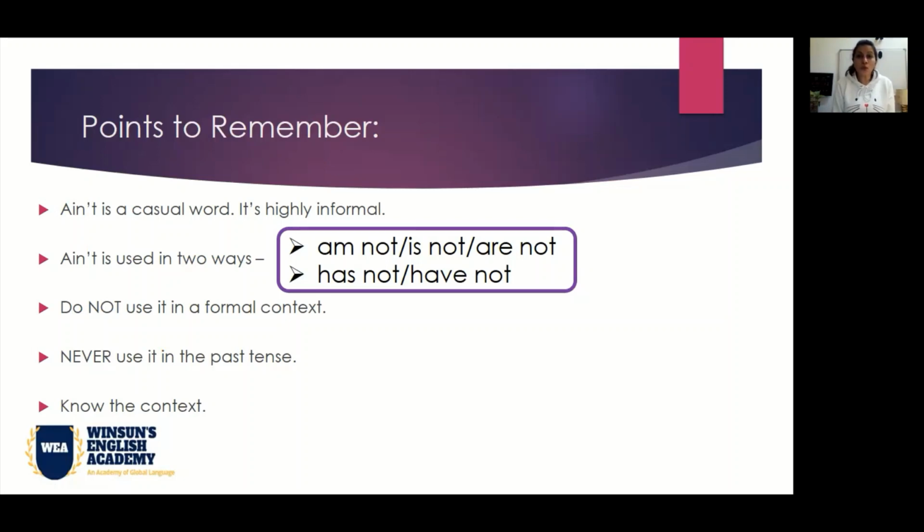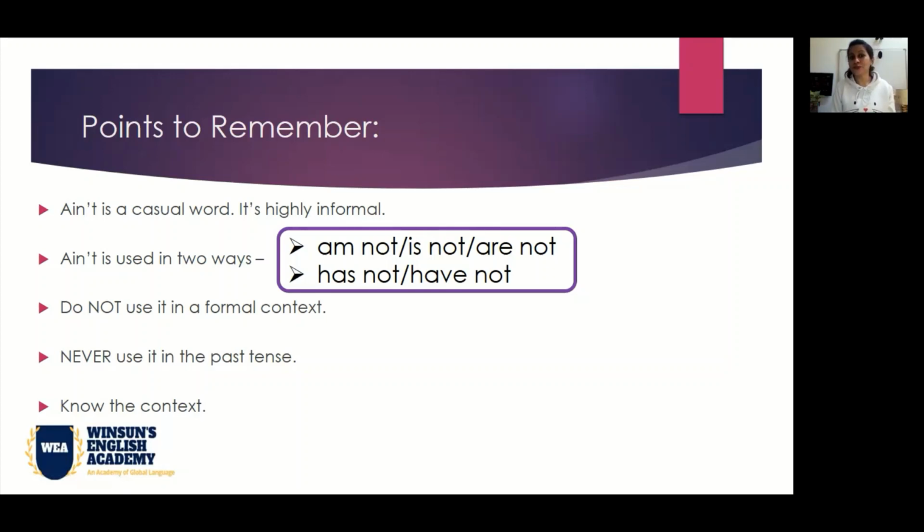Never. It stands only for these five that you see here in the box. These five specific. I'm stressing upon this point. Only these five negative verb forms. Do not use it in past tense. Also know the context. Since ain't stands for five of these, you have to know the context, so that you can use it in a better way.